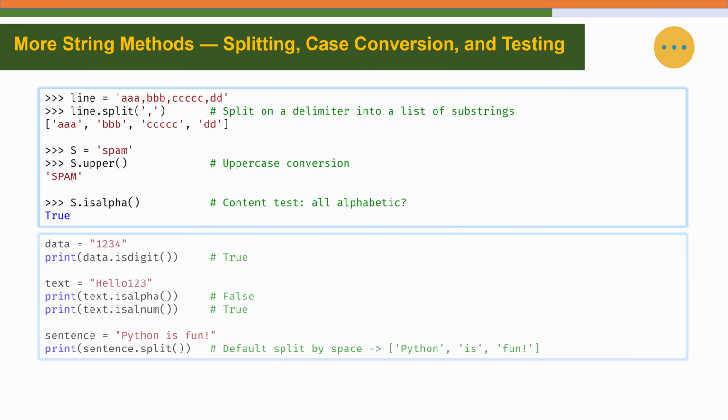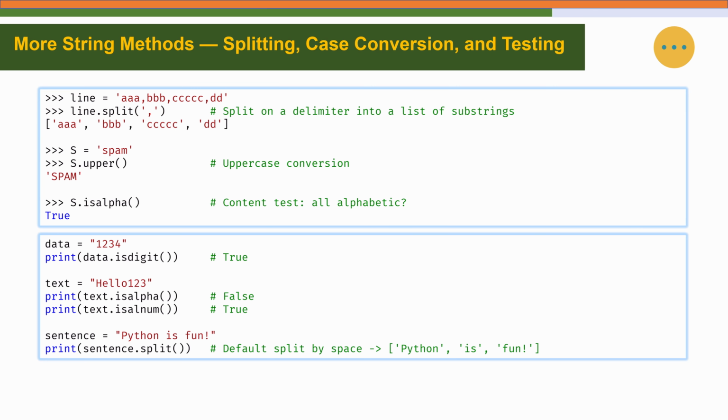Python strings are not just static pieces of text, they come packed with powerful built-in methods that make text processing incredibly simple. Let's start with one of the most useful methods, the split method. Here we have line is equal to that string. When we call line.split and pass a comma as an argument, Python looks for each comma and splits the string wherever it finds one. You can see the result is a list of substrings. This is extremely common when reading comma separated values, parsing data files, or handling user input that comes in, for example, in a single line.